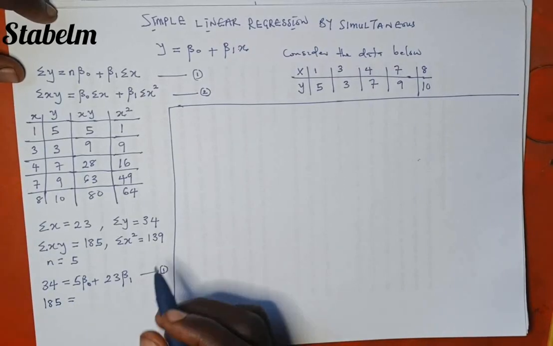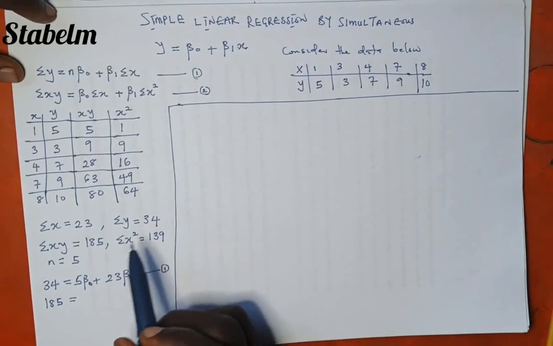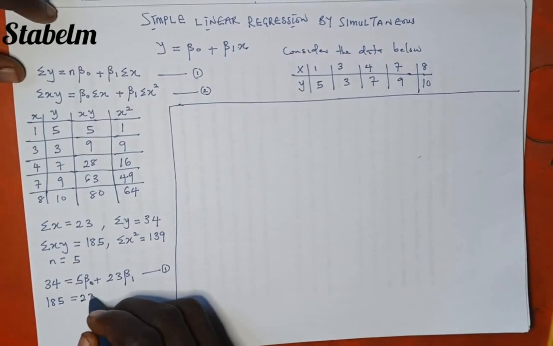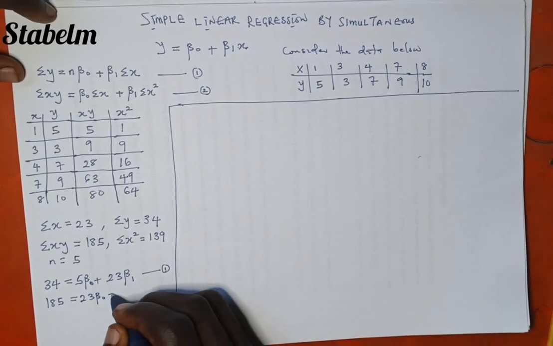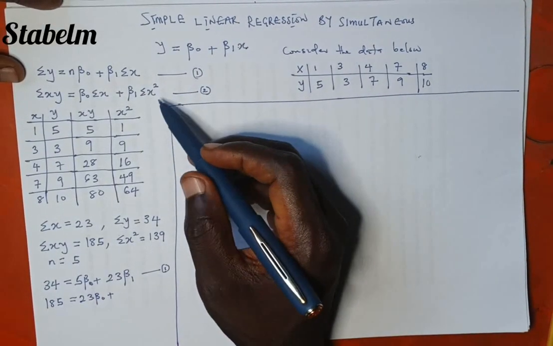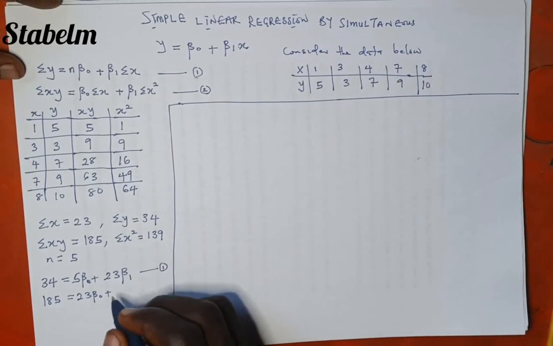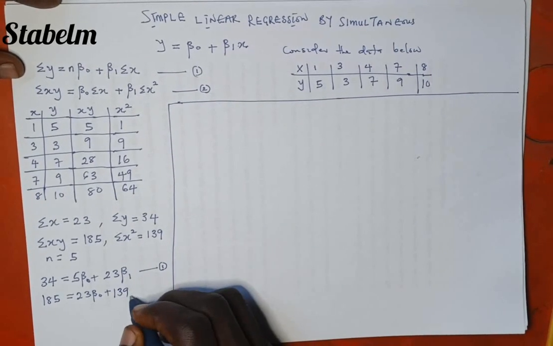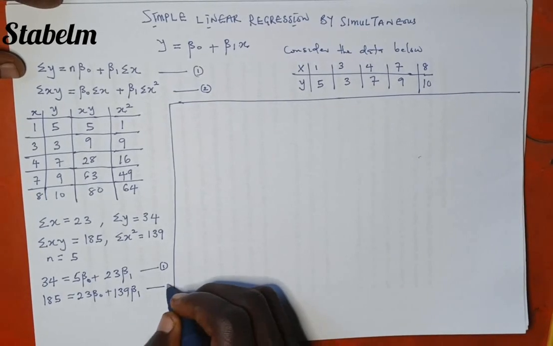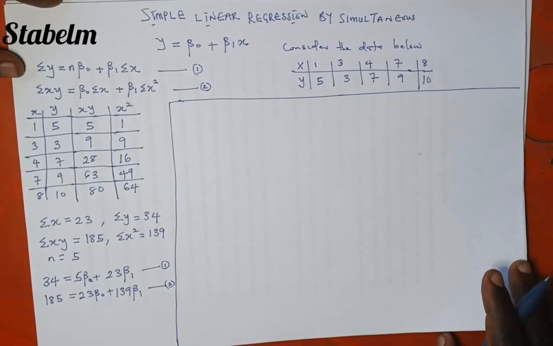185 equals summation x, which will still remain 23. So we have 23 beta naught plus summation x squared, which is 139. So we have 139 beta 1. This is equation 2.